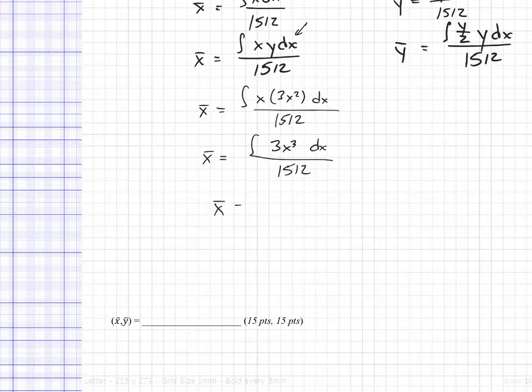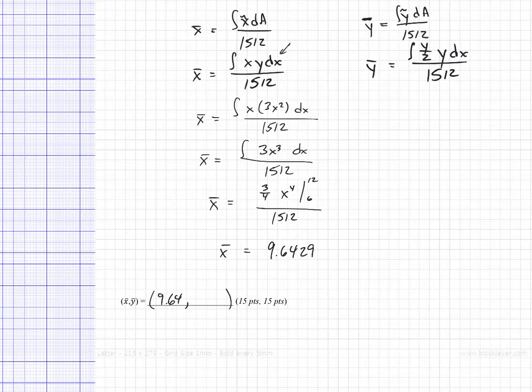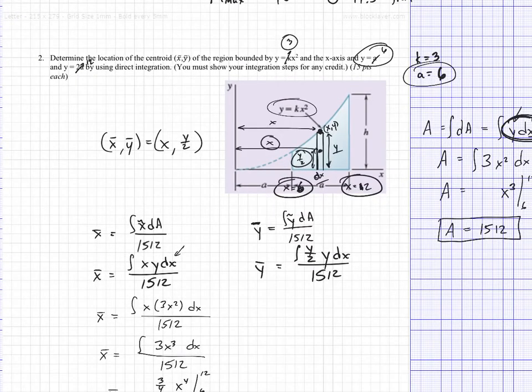Okay, x bar equals x to the 4th. This is going to be 3/4. And this is going to go from 12 to 6, divided by 15, 12. So x bar equals, so I'm getting 9.6429, okay, unitless. So over here, I'm going to go 9.64. Remember 3 sig figs, unitless, because this problem wasn't giving any units. We'll check if it's reasonable. Well, is that reasonable? 9.64. Well, remember we're going from 6.